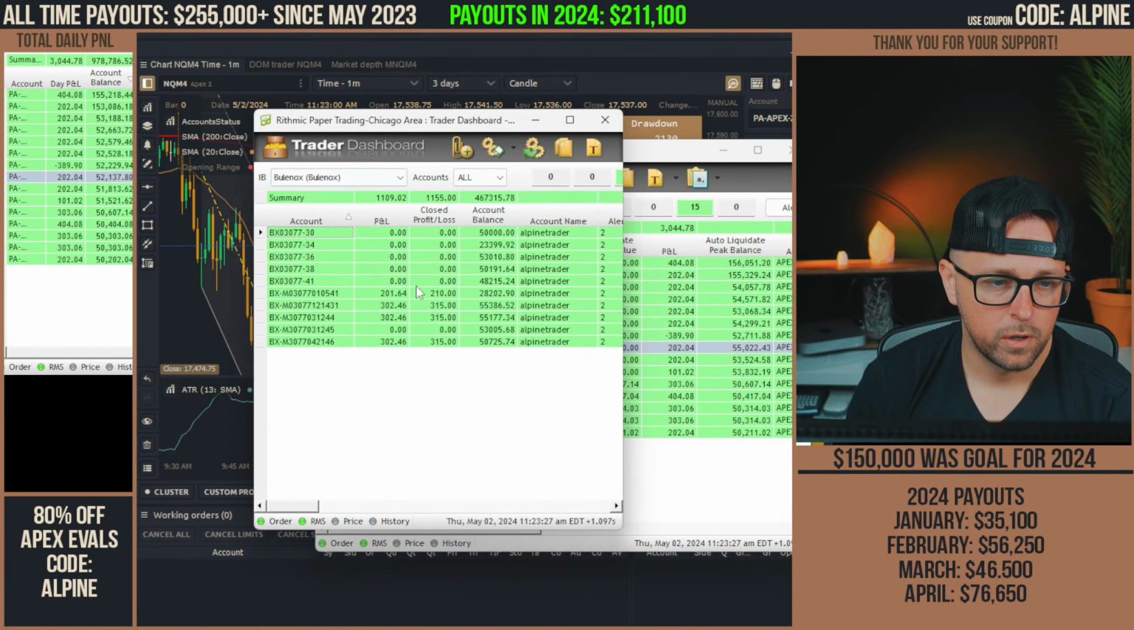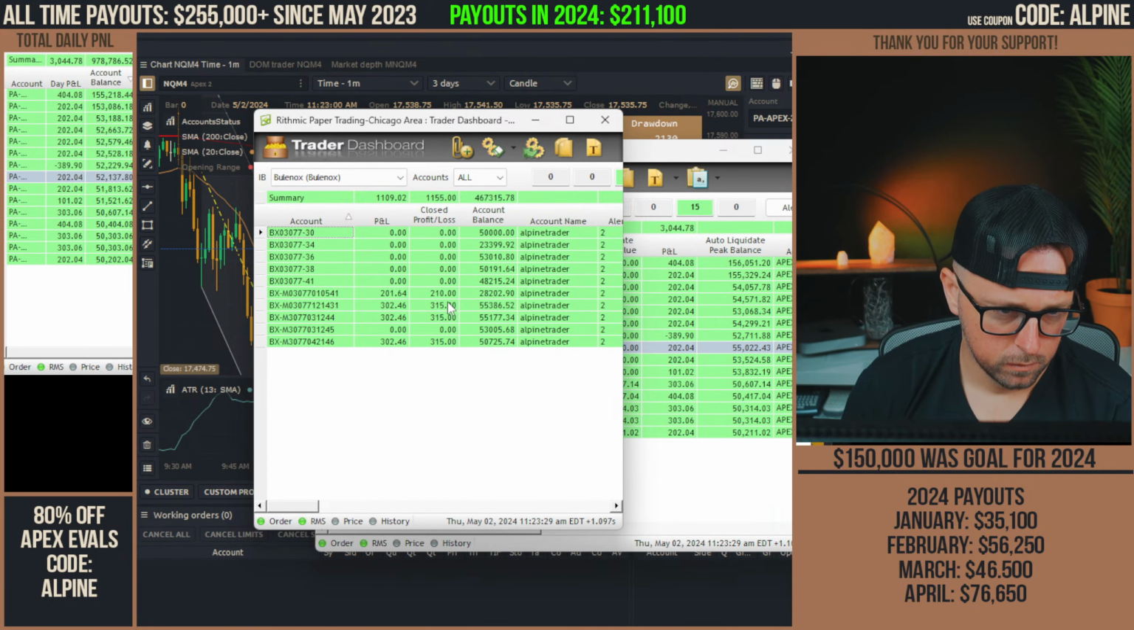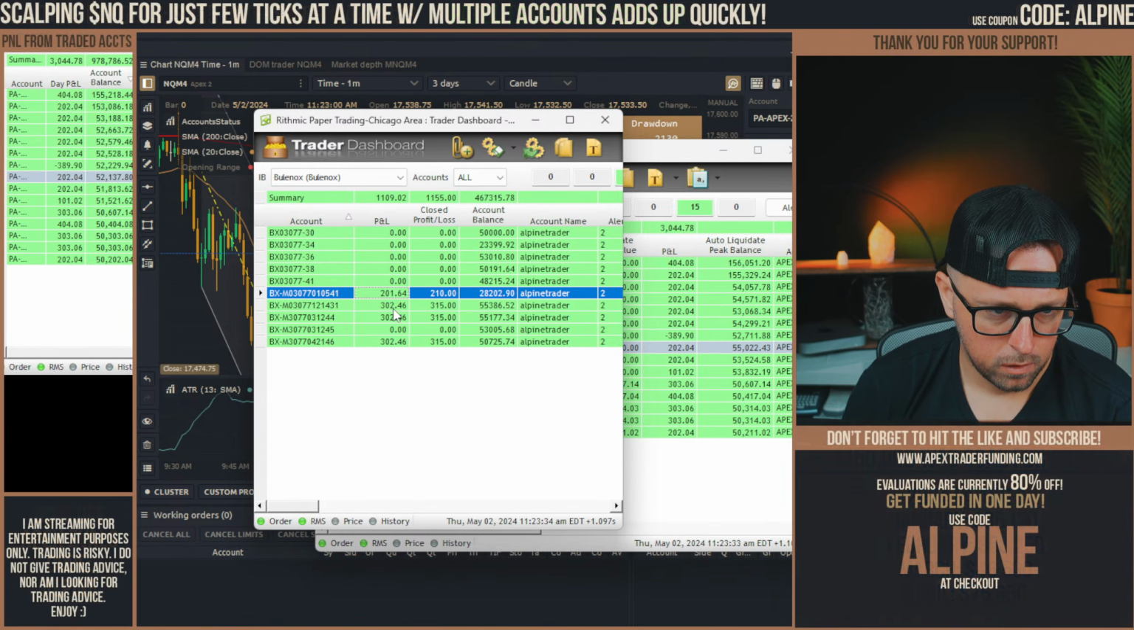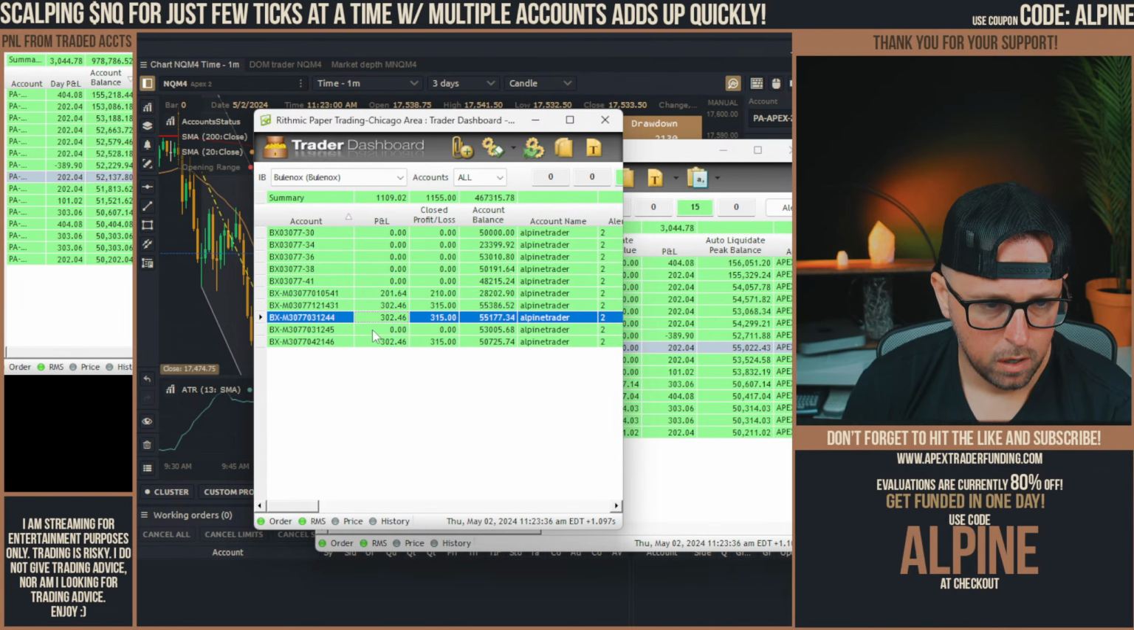So these are my trades, and the commissions on Bulenox are $1 more. See, I made 303 and 302, like 50 cents more.